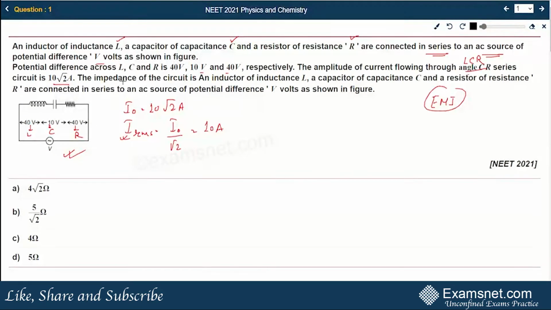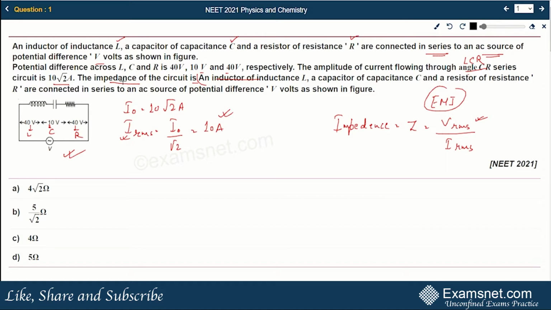Now the impedance of the circuit is, so here these things are repeated, ignore these things. We just have to find out the impedance of the circuit. What is impedance? It is the effective resistance. And it is given as Z, whose formula is VRMS, that is RMS voltage or RMS potential difference, divided by RMS current. So here we have this RMS current as 10 ampere and we have to find out the RMS potential difference, right?